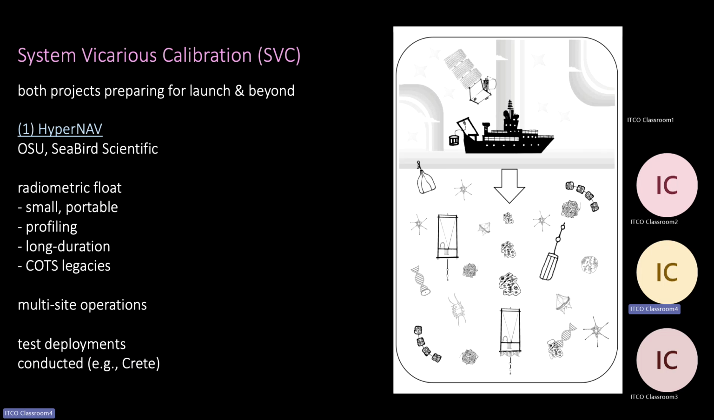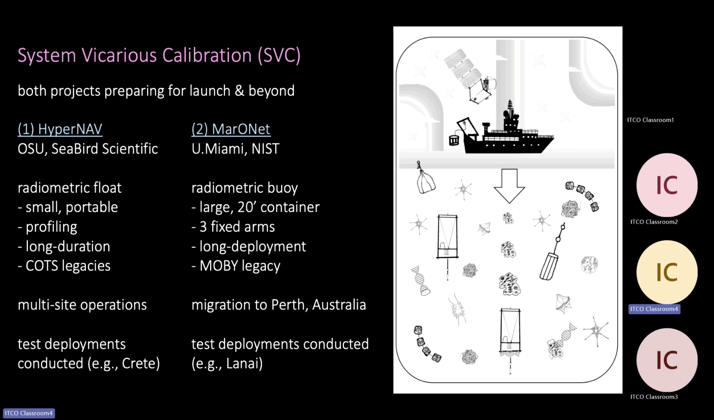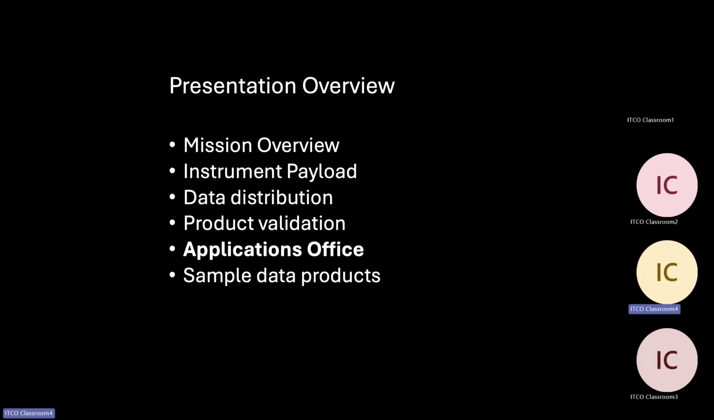Okay, so I mentioned system vicarious calibration. We've got those two sensors, which I showed you earlier. David Antoine, who has just left, is in charge of this, Marinet. There's one of those optical buoys that's permanently off Hawaii, and there's another one that is being deployed off the coast of Western Australia. So, got questions about that? Ask David.